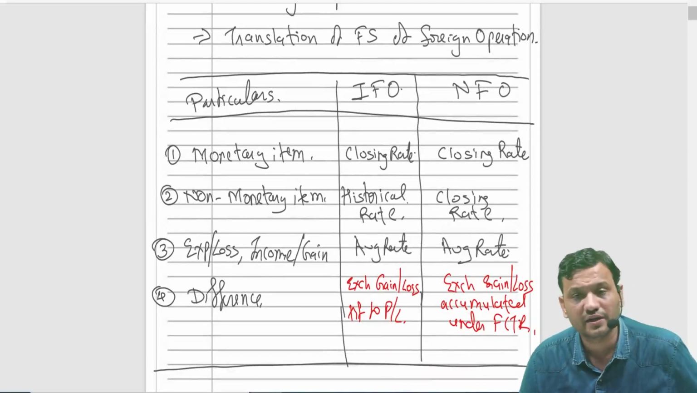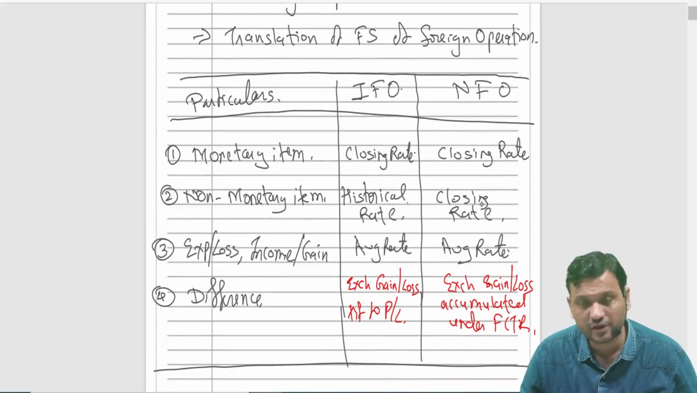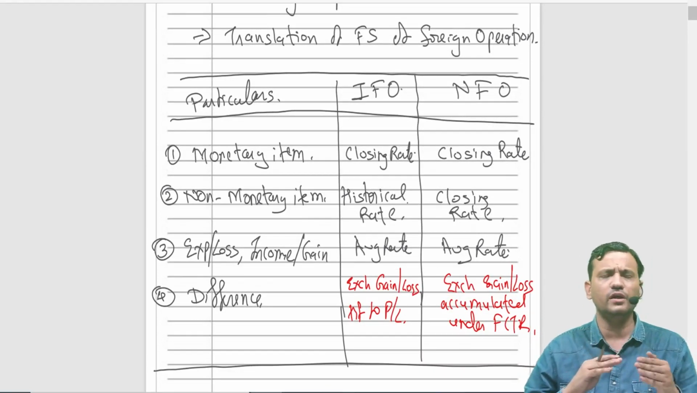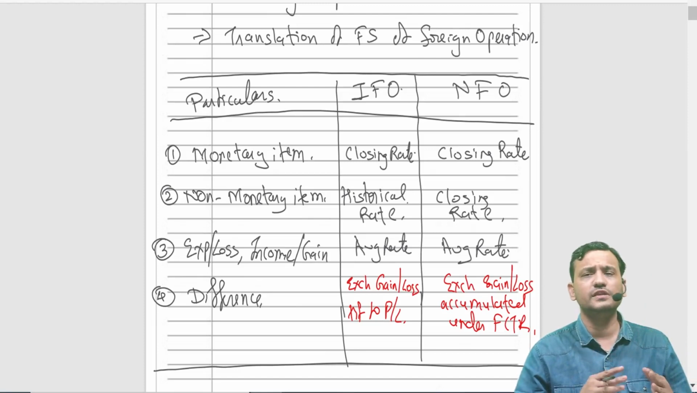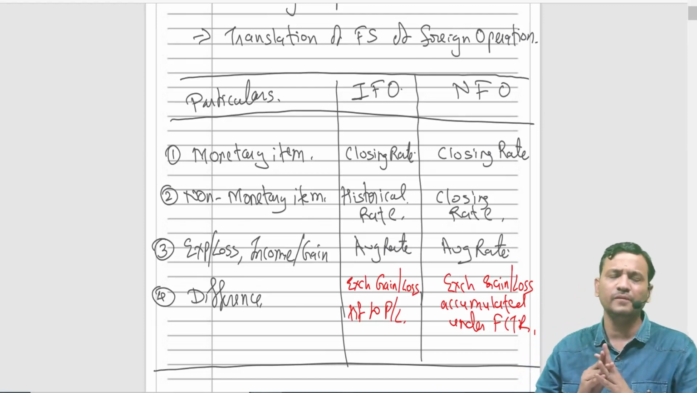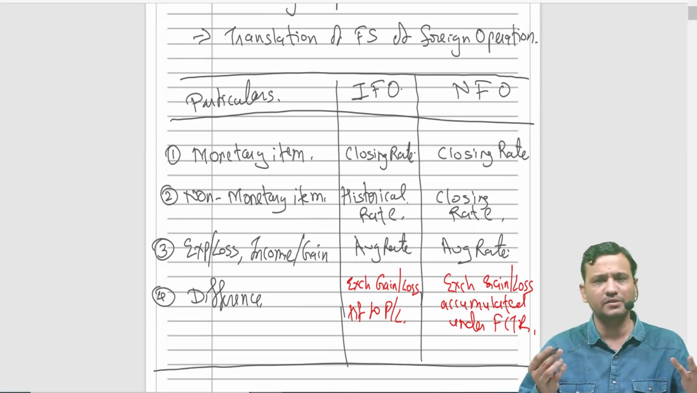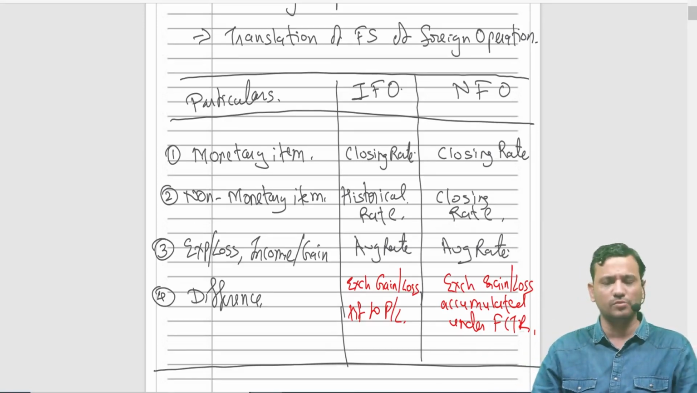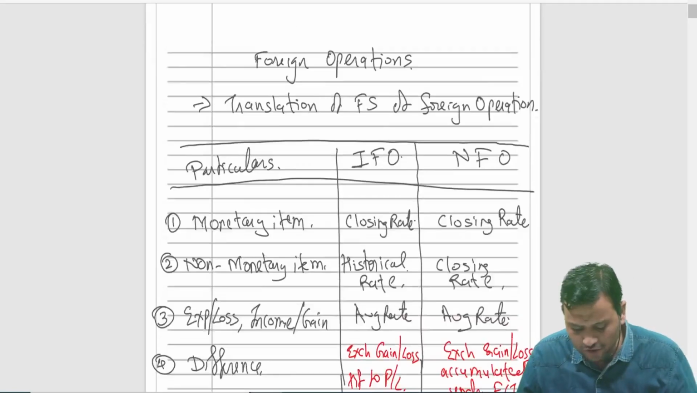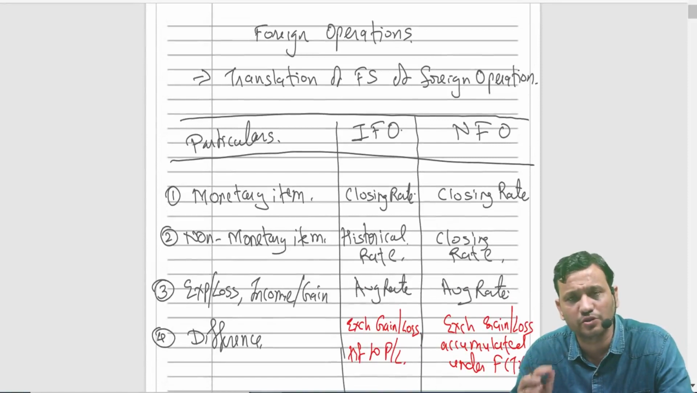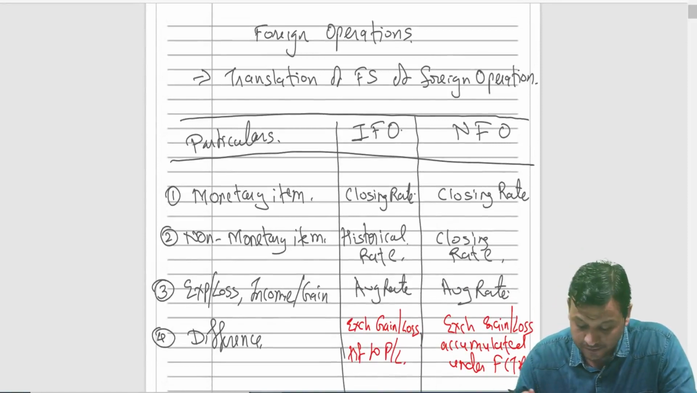Monetary item closing rate, non-monetary item historical rate, closing rate. Income and expense should be at average rate. Mutual transactions, like the head office has sold goods to the branch, or the branch has sold goods to the head office, as the case may be, should be at actual rate, means the amount at which the transaction got recognized in the originator's books. So this is all about your foreign operation, friends. Nothing big in this. For question answers, you should refer to branch accounts, which you have studied.